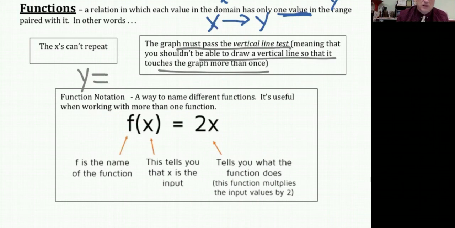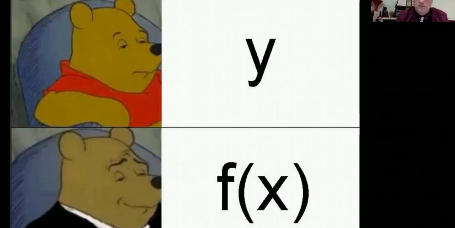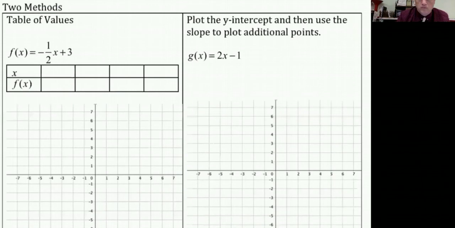So as I said, it's just a little more sophisticated way of saying y equals. We're going to go f of x equals. Here's a visual. So this is one to remember. And y equals was a basic, everyday normal way to talk about a function. F of x, classy, just classy. Okay, so with that in mind, let's continue on to the next page.